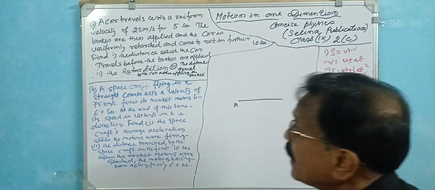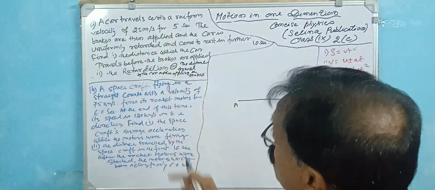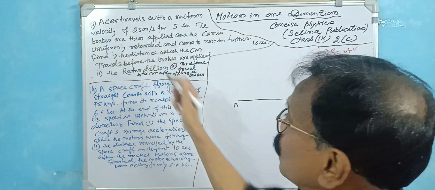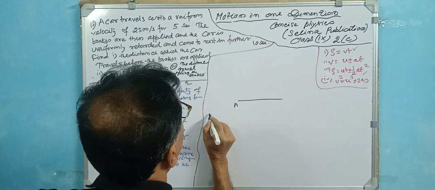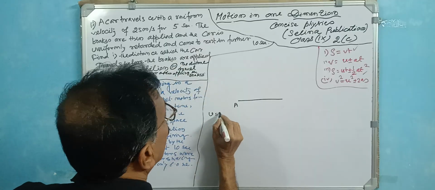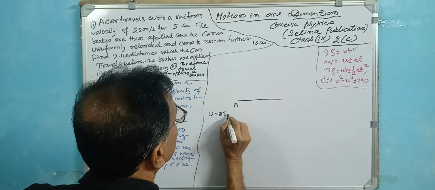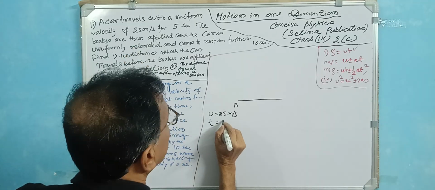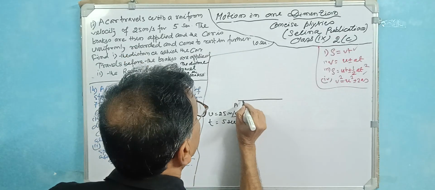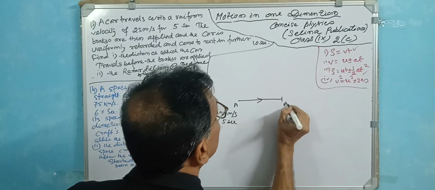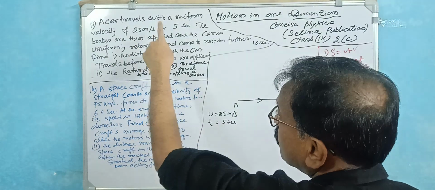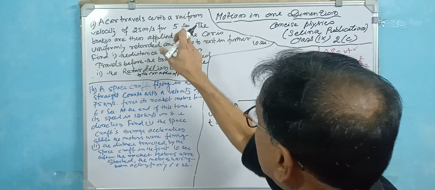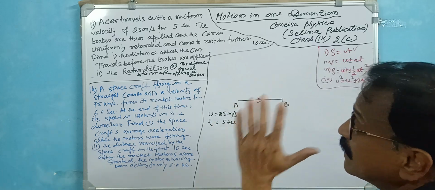A car travels with a uniform velocity. That means there is no acceleration. Velocity 25, that means U is 25, that is the given parameter. For 5 seconds, so T is 5 seconds. The car travels this way up to B. A car travels with a uniform velocity of 25 meter per second for 5 seconds. The unit is second.